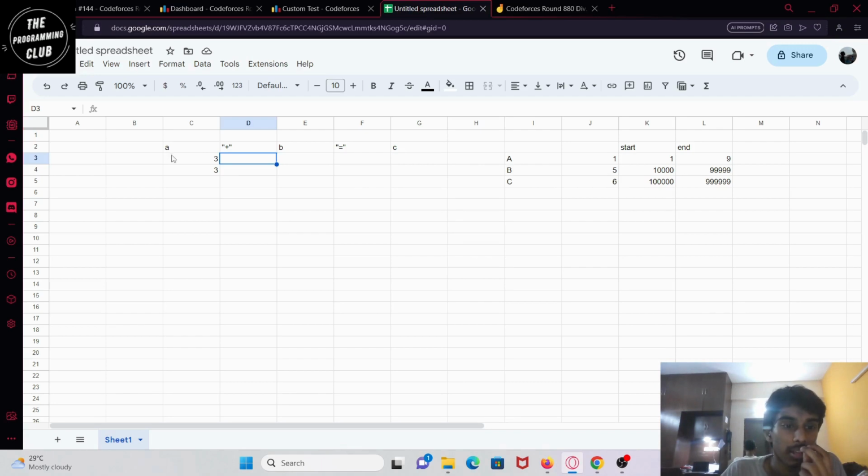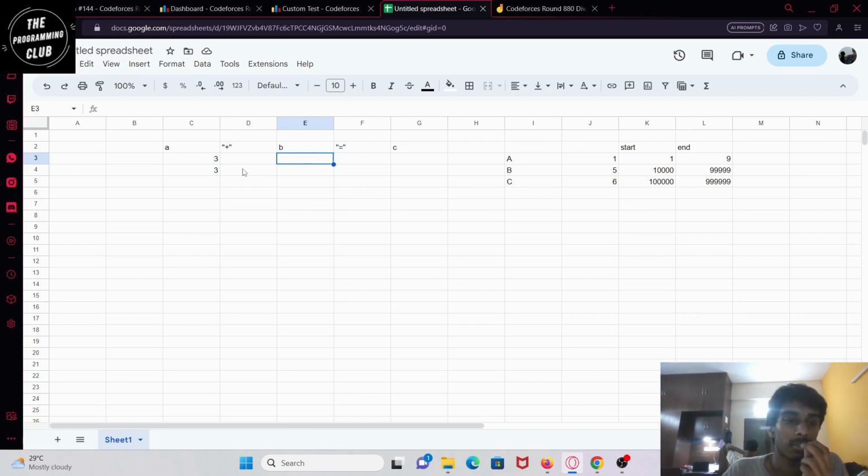If the current A plus the first possible value of B does have the required amount of digits, then that will be the first value of B in the range over here. But here it's not correct. So how will we get the first value of B?